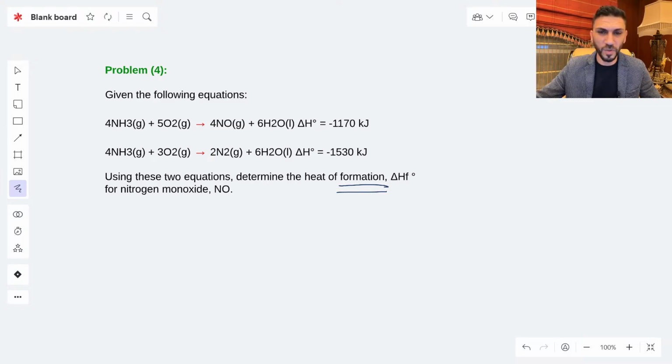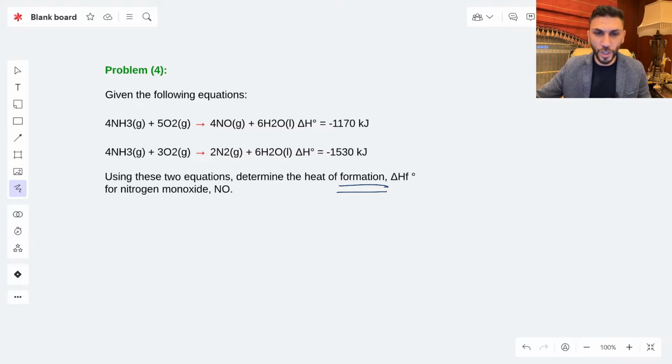And if you remember from the previous video, the heat of formation for any compound should be in its standard state. It should be from the elements, it should be for 1 mole of the compound, and it should be from elements at their standard states. Four things. Review the video.